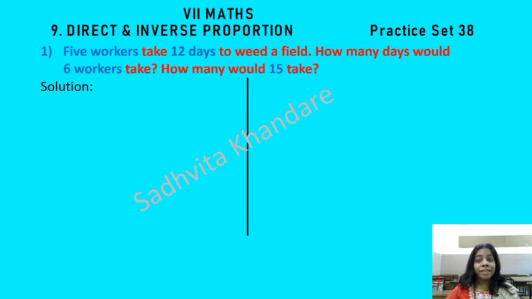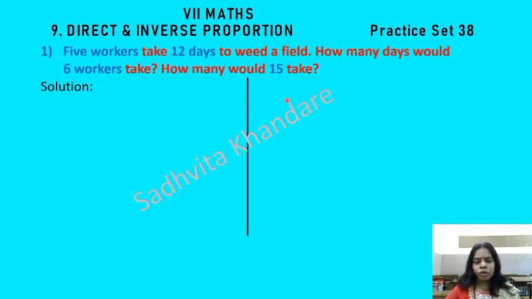Let us move to the next practice set now. Practice set 38, question number 1. This seems a different color, children, so maybe this might not be a direct variation question. 5 workers take 12 days to weed a field. How many days would 6 workers take? How many would 15 take?